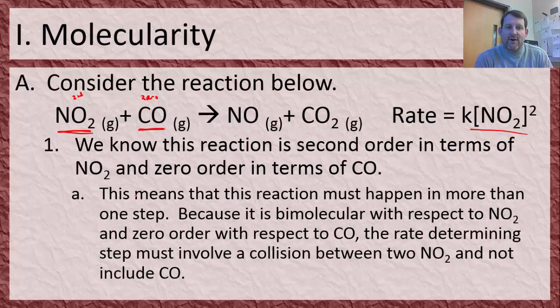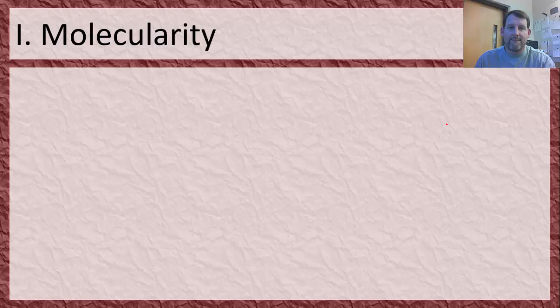I got ahead of myself, sorry. So seeing that the rate law does not match our mental mechanism of these two things colliding, we must know that there must be more than one step here. So this is not happening just in one quick step like this. There are other steps going on. And it's bimolecular with respect to NO2. We've got to find a reaction mechanism that allows for this rate law. So here's how we do that.